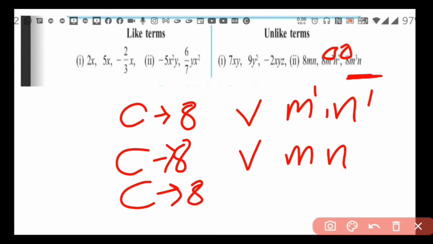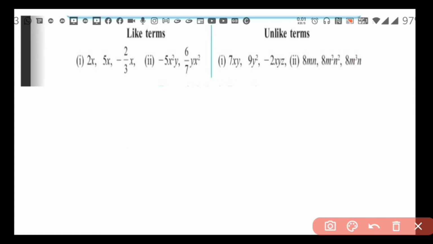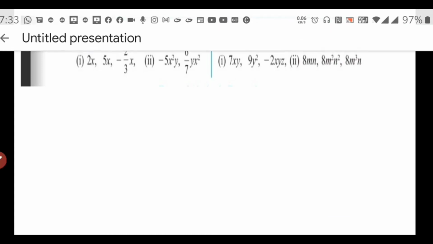Coefficient is same, that does not mean the terms are same. We have to observe the variables. Here the variables are m and n again, but only m has the index 3 and n doesn't have an index. So you have to check that if the variables are same, we have to check their indices also. If the indices are different, the terms are not the same. They are not like terms. They are known as unlike terms. So always keep this in mind. For like and unlike terms, we have to check the variables and their indices.